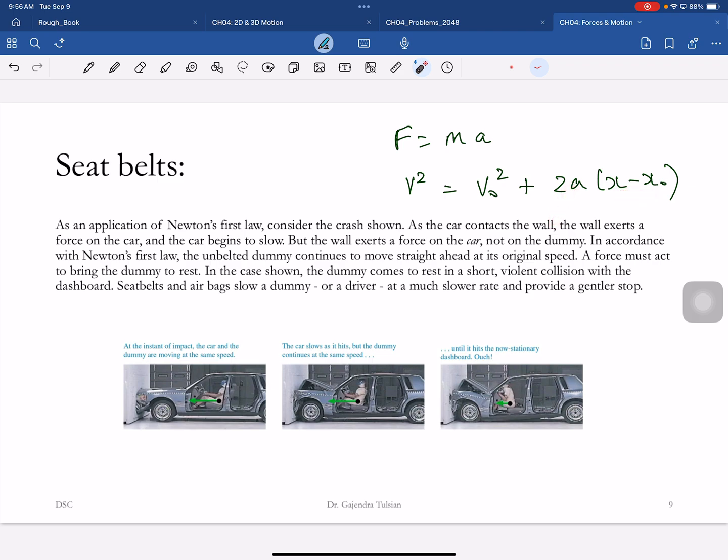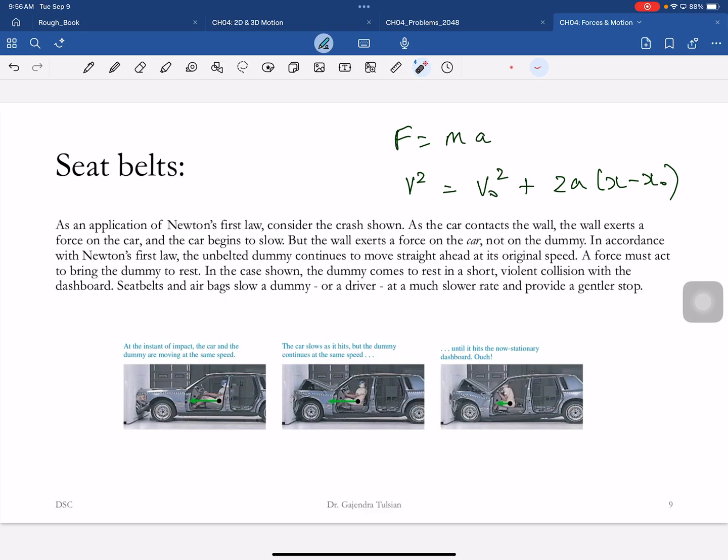I jump off the same building, and now I put padding there. I put, let's say, 10 mattresses there. I will get stopped over a larger distance, the acceleration will be smaller, and the damage will be smaller. So Newton's first law says when the car gets stopped, the dummy keeps moving, and the smaller the distance the dummy gets stopped in, the greater the damage to the dummy. If the steering wheel or the dashboard stops you, there'll be a lot of damage to you.